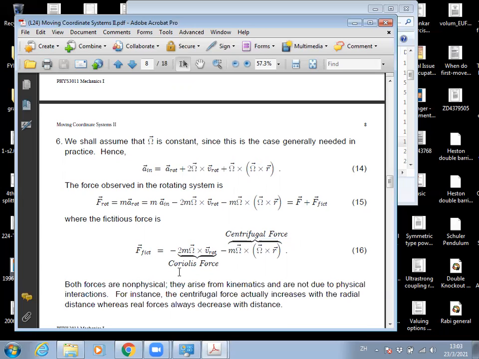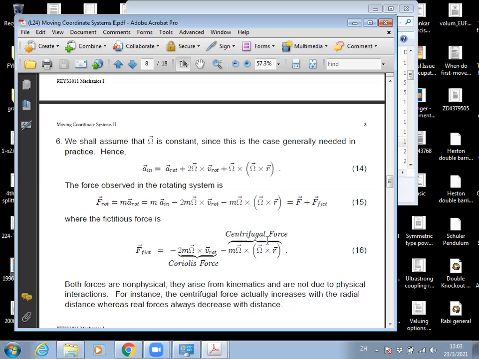The first term, we call the Coriolis force, which is a velocity-dependent force. Another term, we call the centrifugal force, and this centrifugal force has a very important characteristic. It grows with the vector r. We all know that all the physical forces will decay to zero as we go far away, right?